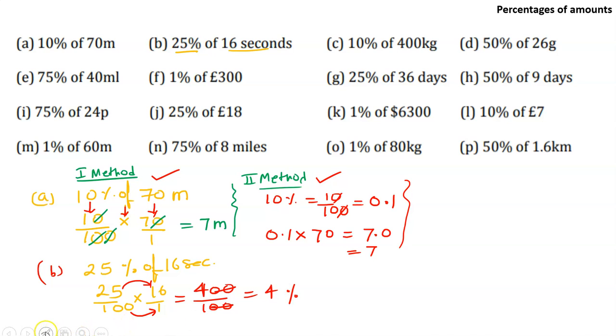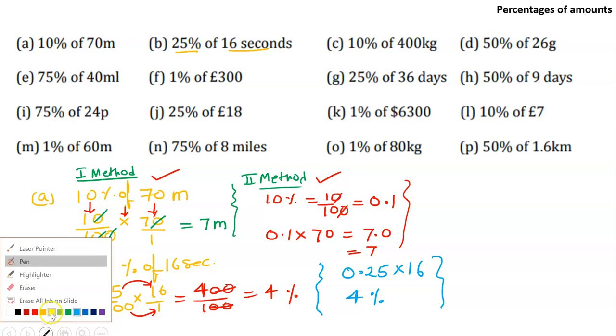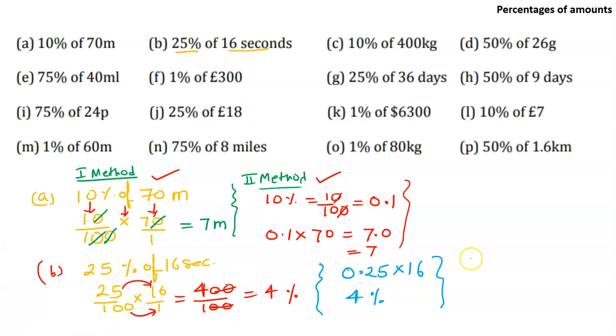If you don't like this method, then you can go for another method. What is that? 25% means you can write down 0.25 and times 16. So 0.25 times 16, if you multiply, then you get answer is 4. So it will be 4%.